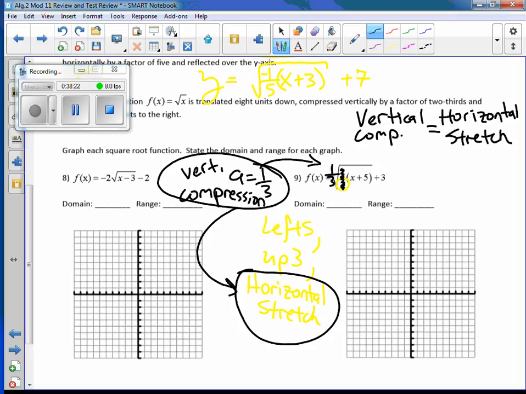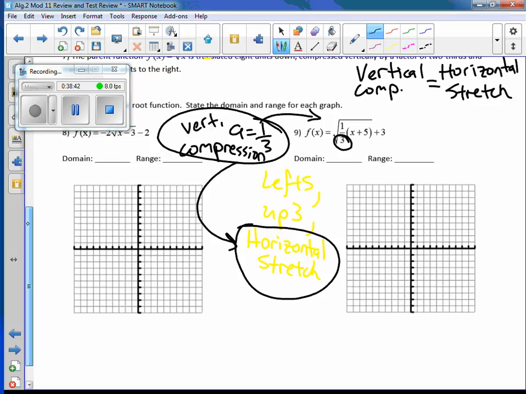So you can think of the number underneath the root as the letter A if it helps you. You can do that if you want to. Now, like I said, if you don't want to, that's fine. Then just remember the bottom number is B, and if that number is bigger than 1, it's a stretch. And if it's between 0 and 1, it's a compression. Okay? And so let's go ahead and graph this.